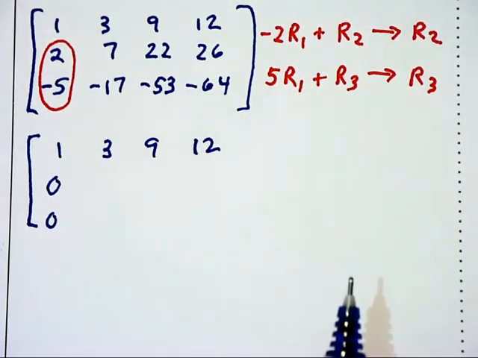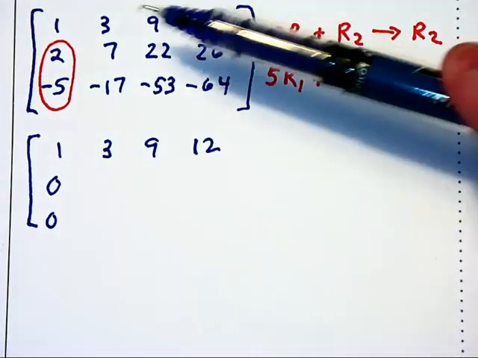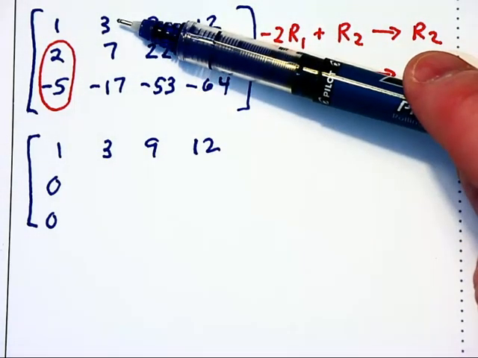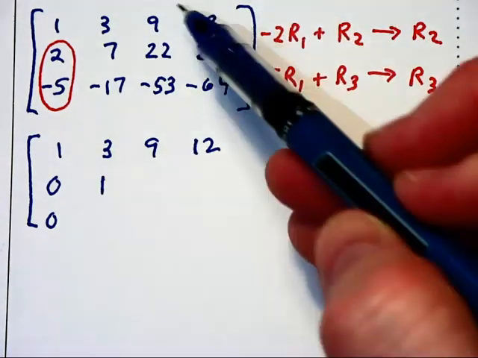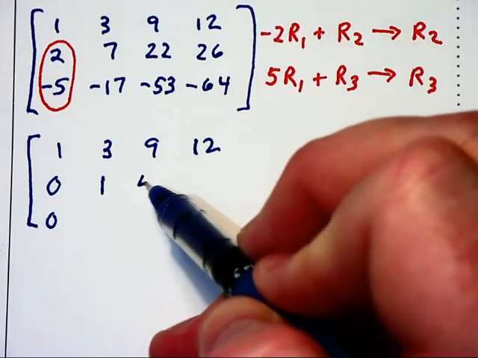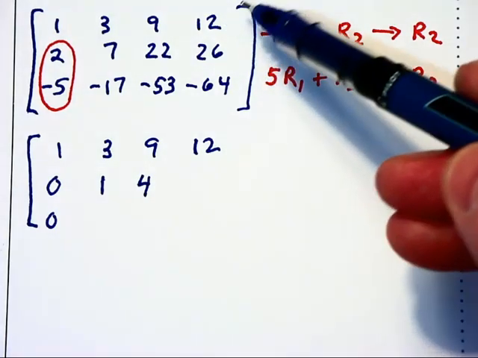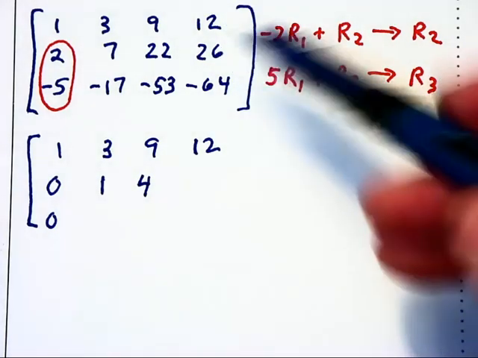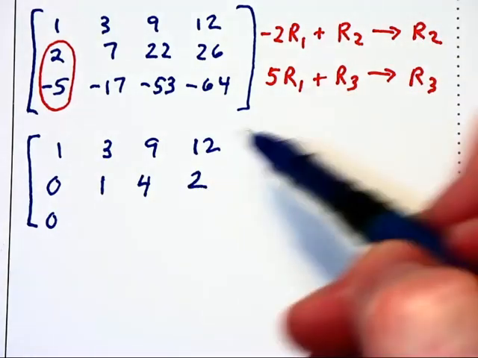Now let's figure out the rest of it. Let's work on equation 2. Negative 2 row 1. So negative 2 times 3 is negative 6, plus that 7 makes 1. Negative 2 times that 9, that's negative 18, plus 22 makes 4. Negative 2 times 12 is negative 24, plus 26 makes 2. So that's coming out nice and clean so far.